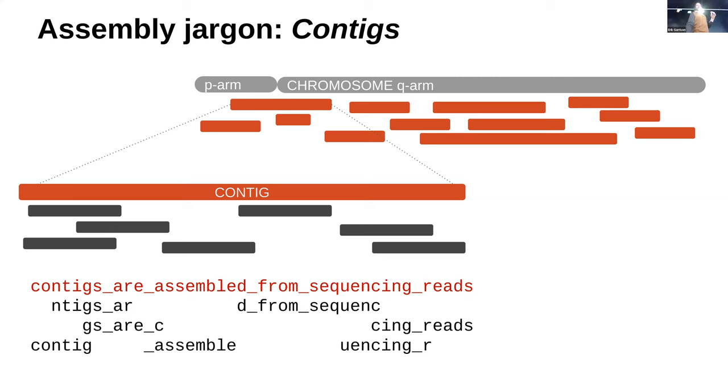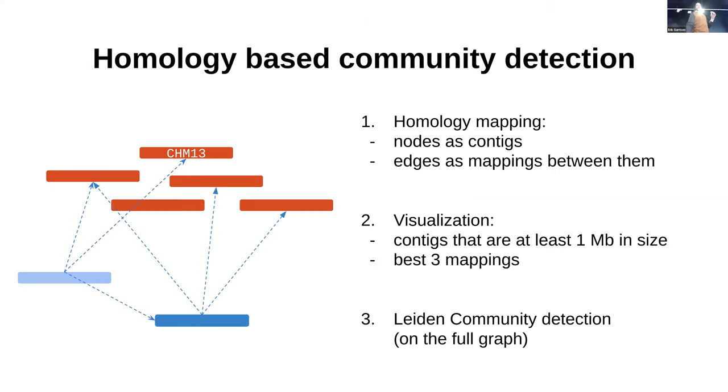So we're working on contigs. And then we saw this kind of pattern when we did this misjoin analysis, but we were curious, if we systematically do that for all the assemblies, all the contigs, what kind of structures come out? And so we do three things really. First, we do a homology mapping. We use MashMap to compare them all to each other really fast.